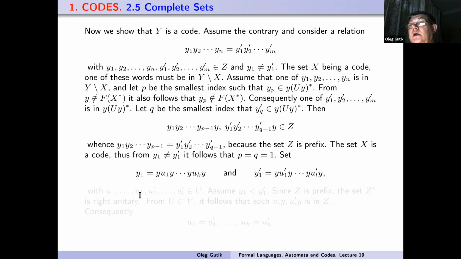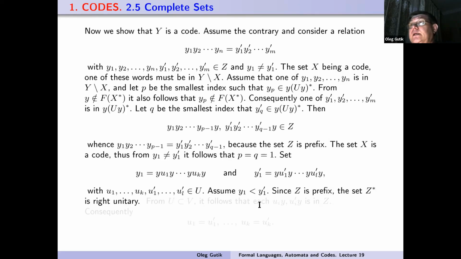We set y1 is equal to y u1 y, and so on, y uk y, and y prime 1 is equal to y u prime 1 y, and so on, y u prime l y, with u1, and so on, uk, u prime 1, and so on, u prime l belonging to U capital. Assume that y1 is less than y prime 1.